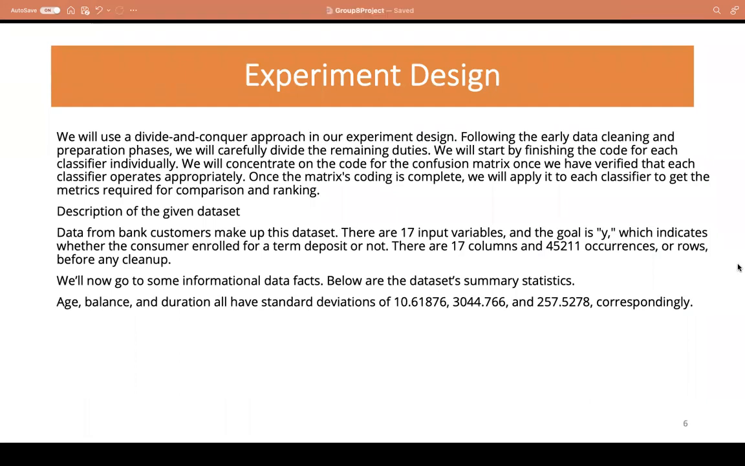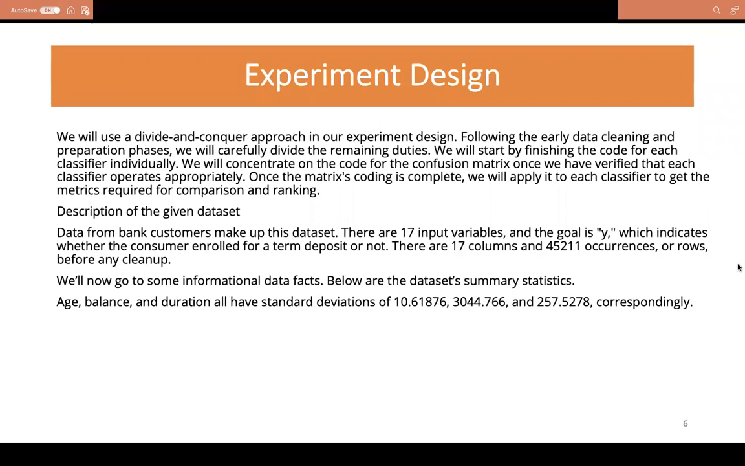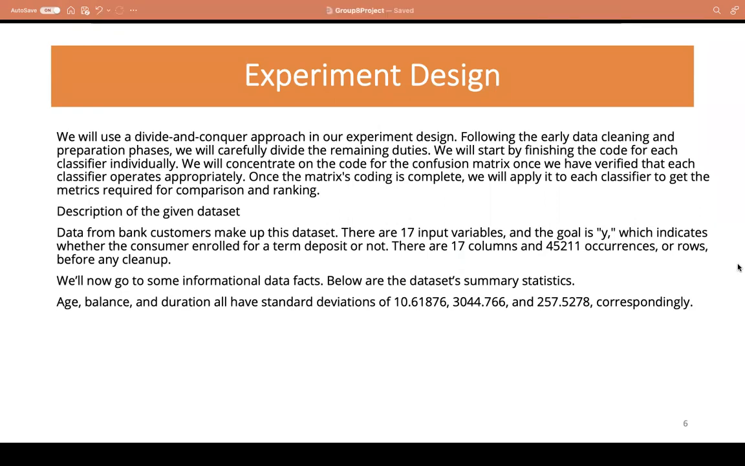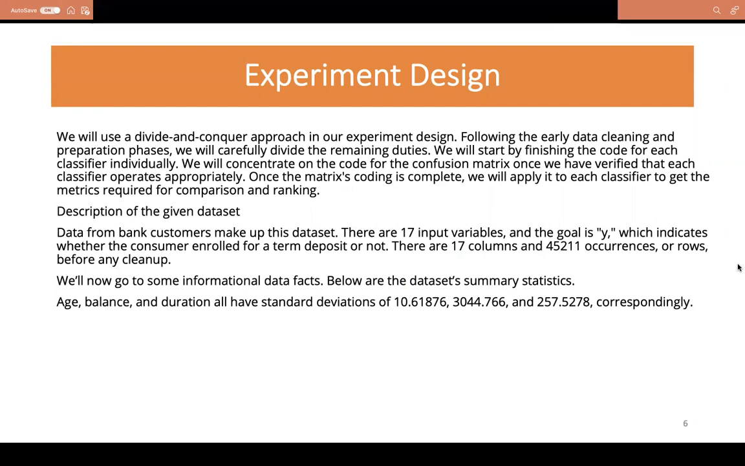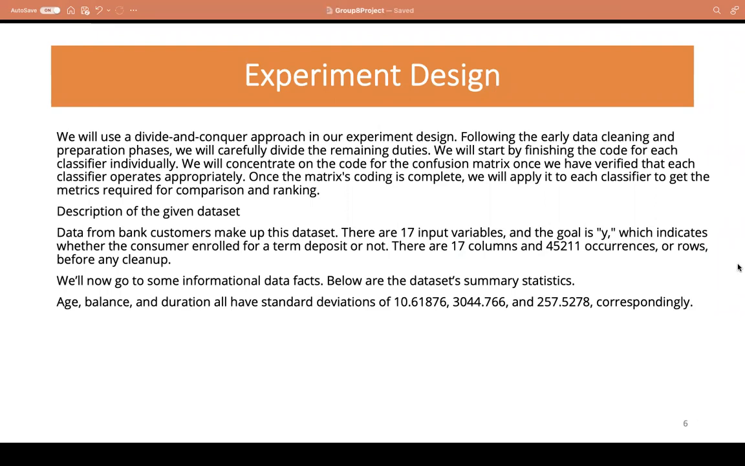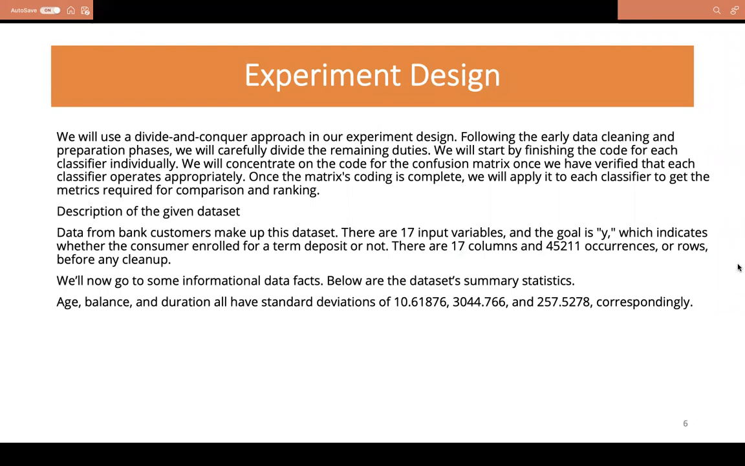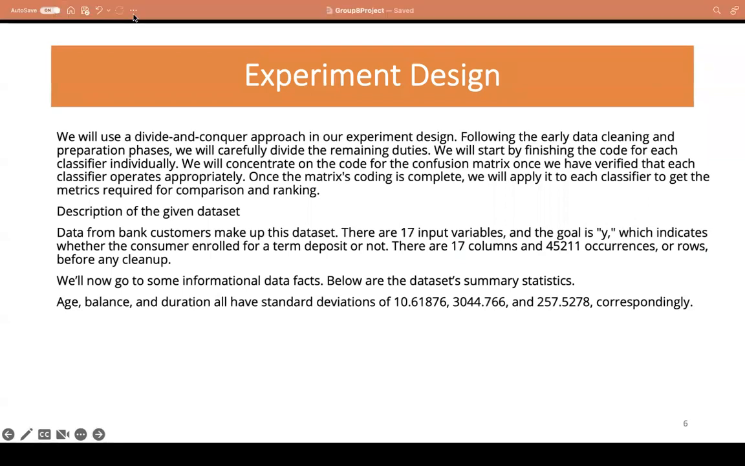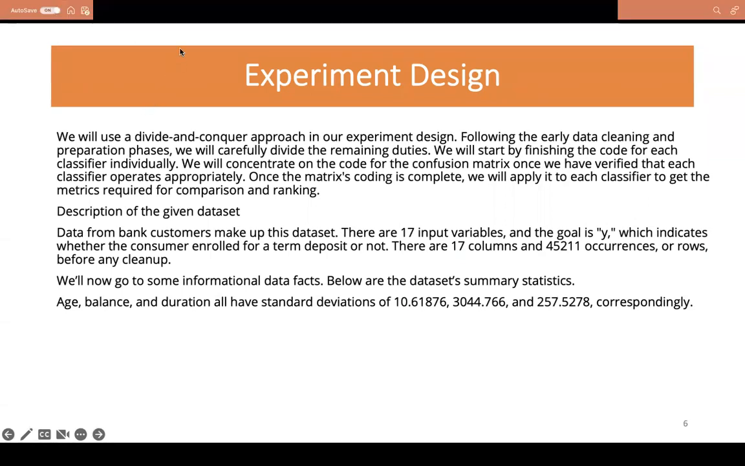For the experiment design, we'll use a divide and conquer approach. Following the early data cleaning and preparation phases, we will carefully divide the remaining duties. We will start by finishing the code for each classifier individually. We will concentrate on the code for the confusion matrix once we've verified that each classifier operates appropriately. Once the matrix coding is complete, we will apply it to each classifier to get the metrics required for comparison and ranking.